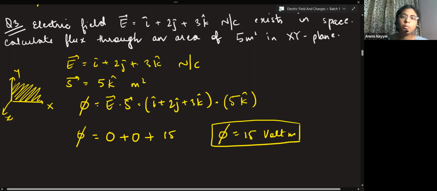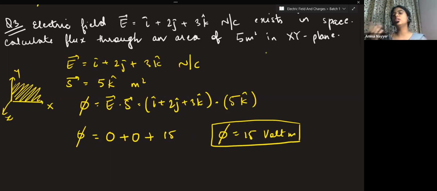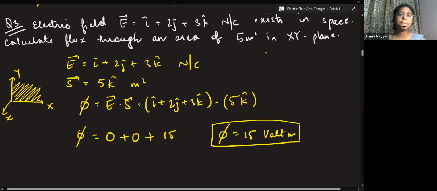Is this clear now? Whenever you are given the planes, just drop the perpendicular and see wherever is the direction of the area vector. Wherever the area vector is leading to, you take the unit vector of that axis and then solve using your dot product. So just write it down.